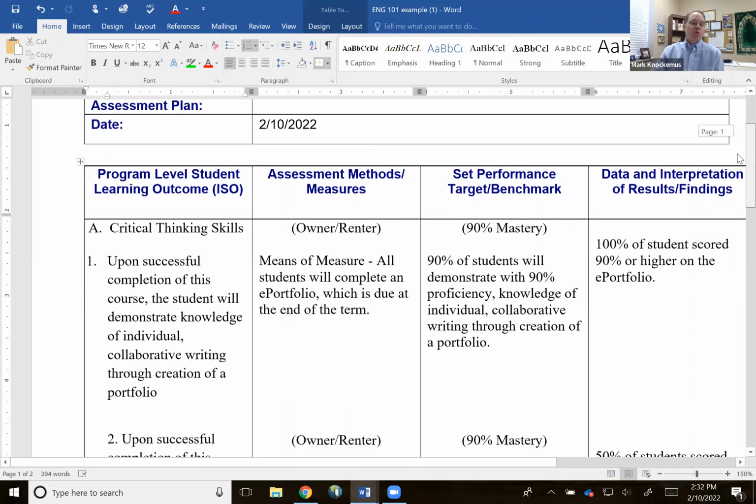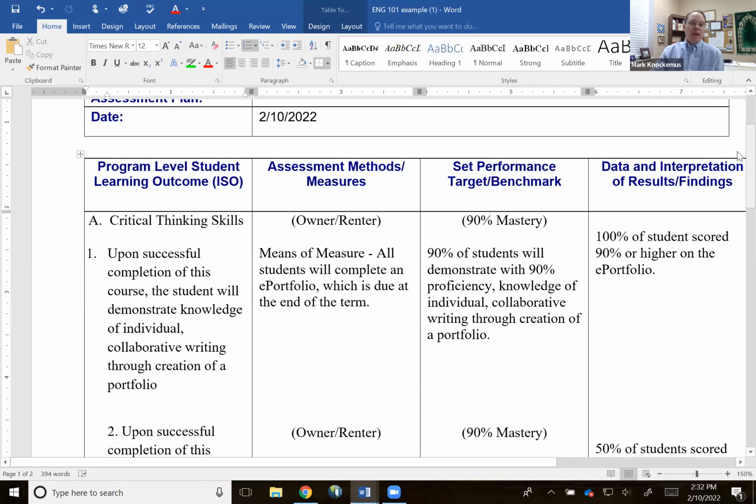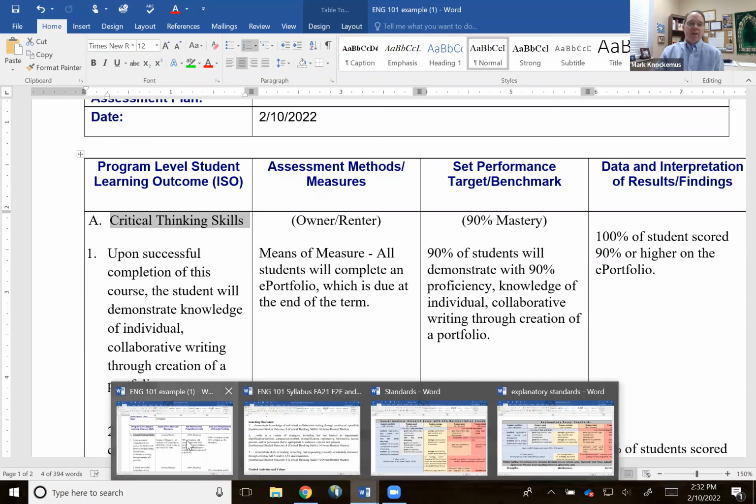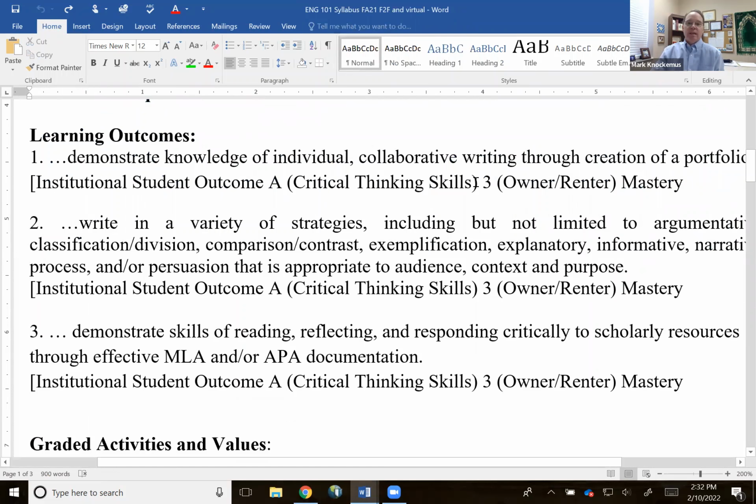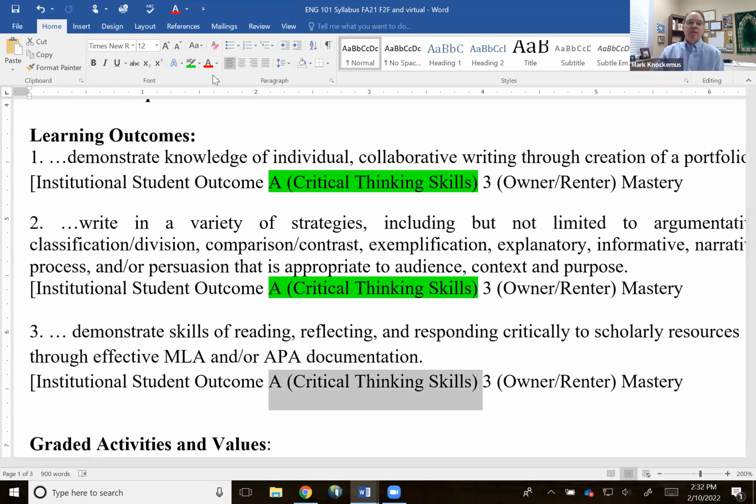find their way into this first column on the far left. And you'll notice right here, this is A, critical thinking skills. Where did that come from? Why is that there? Because here we see, and these are going to be different depending upon each syllabus that you're working with, all of these for English 101 are critical thinking skills. So that's why they're classified as A, and then it's listed out.